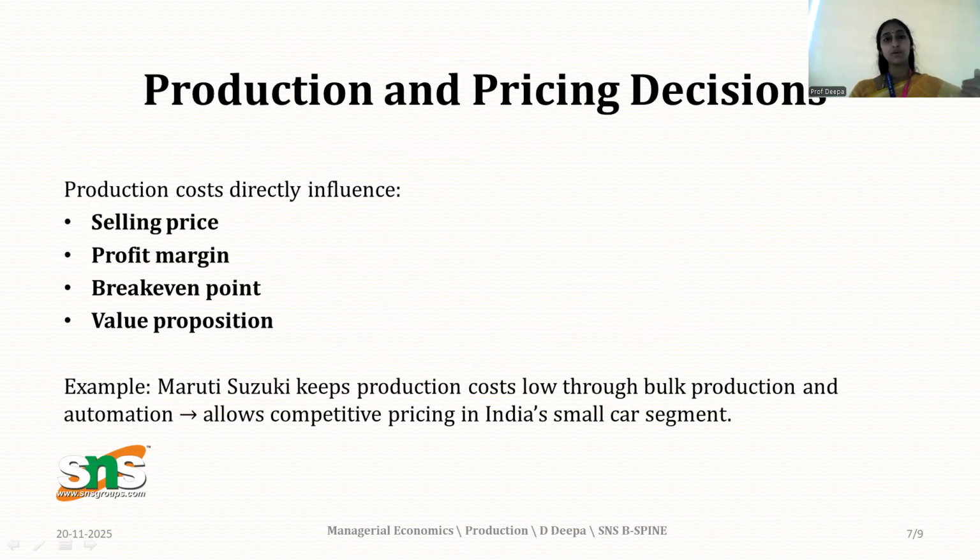And next, production and pricing decisions, in the sense of selling price, that decision. Profit margin we can decide, break-even point, value proposition, all these things. It includes everything. Production cost includes everything. Based on all these things, the product pricing will be fixed, right?